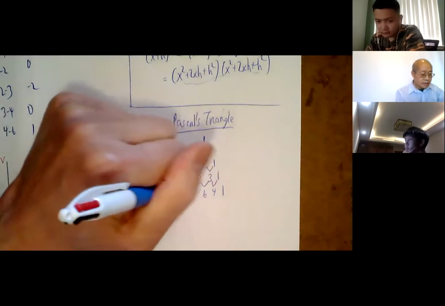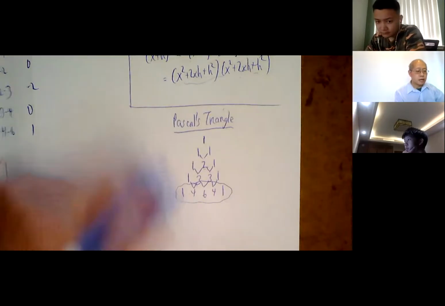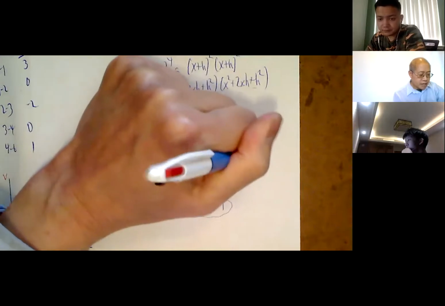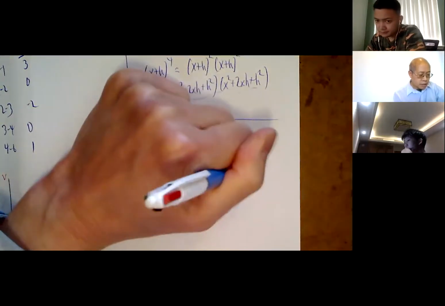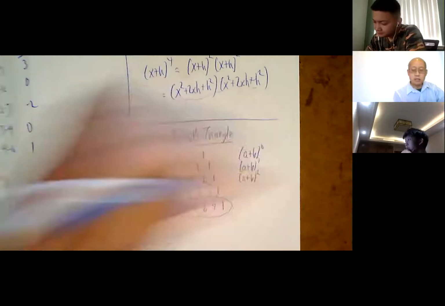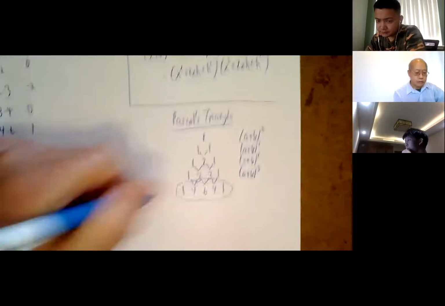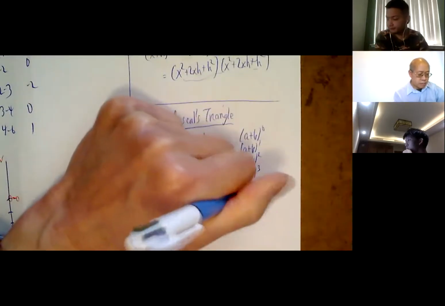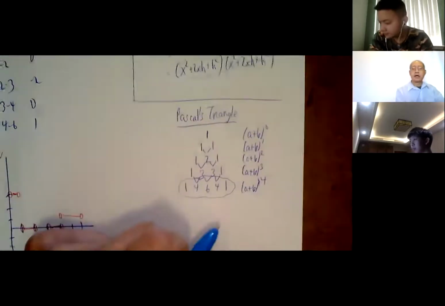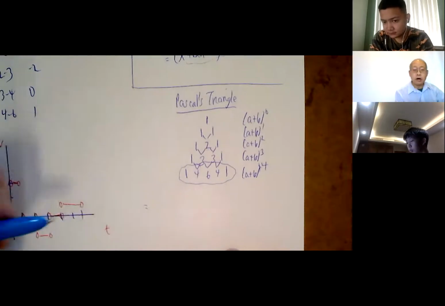It turns out these will be the coefficients on the expansion right here. So this would have been, let's say, (a+b)^0, (a+b)^1, (a+b)^2, (a+b)^3, (a+b)^4, and so on.